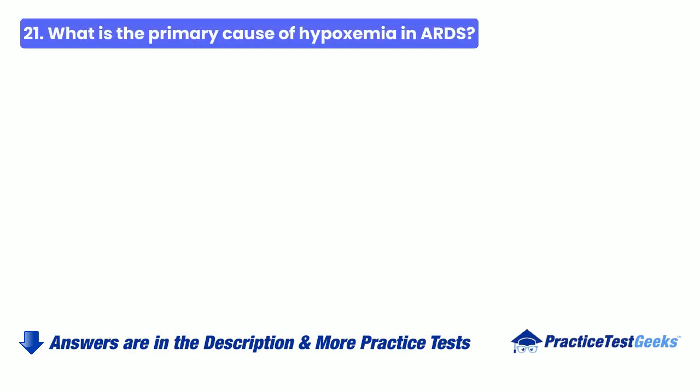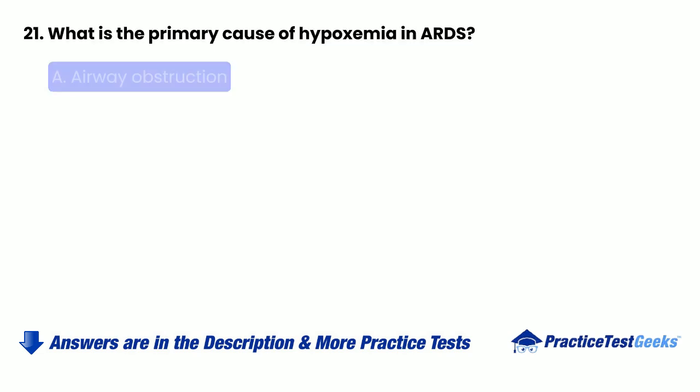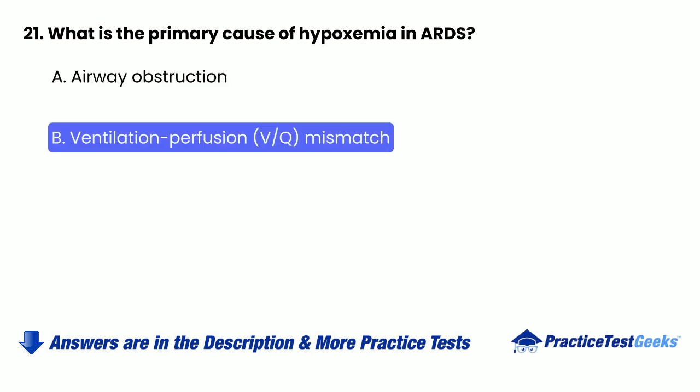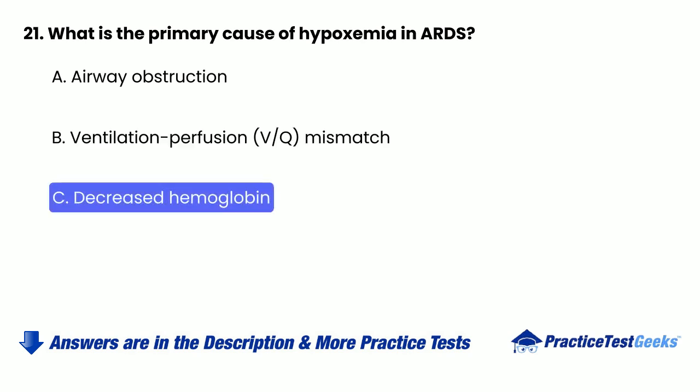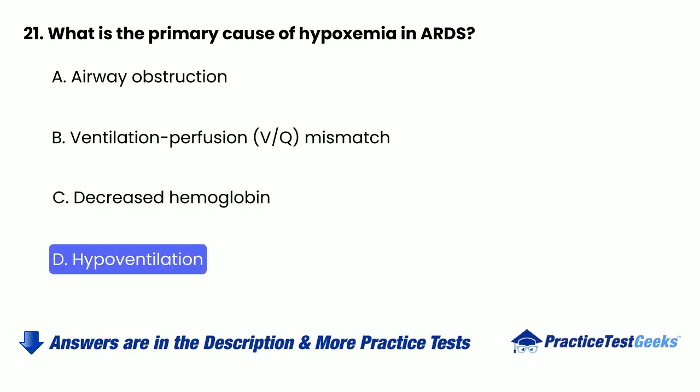What is the primary cause of hypoxemia in ARDS? A. Airway obstruction. B. Ventilation perfusion or VQ mismatch. C. Decreased hemoglobin. D. Hypoventilation.